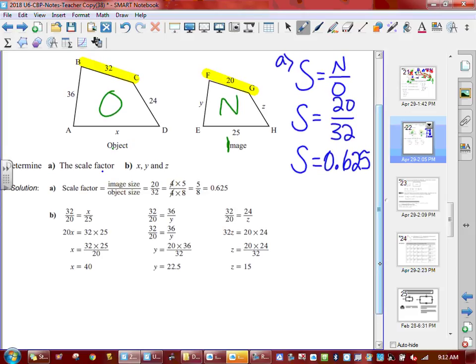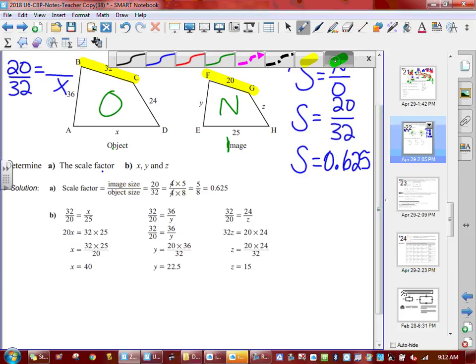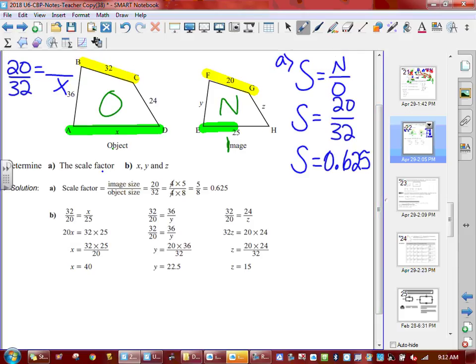So I'm going to be using my 20 and 32. So I'm going to have 20 over 32 equals, well, x comes from my big object. And what line does x match? 25. I have to match x to the same line. So I'm going to put a 25 over here.